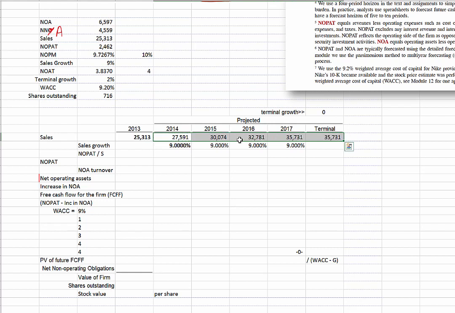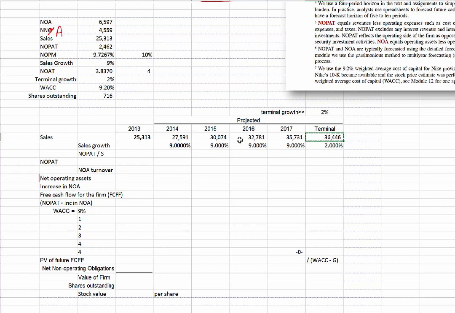And now let me drop in my terminal growth rate. I'm going to put that right up there. And that is going to be 2% given in the chapter. Not 0, but 2%. And let me also drop that 2% in right there. So instead of having the same amount for the terminal growth period that I had for 2017, that's now going to grow by 2% up to 36,446.